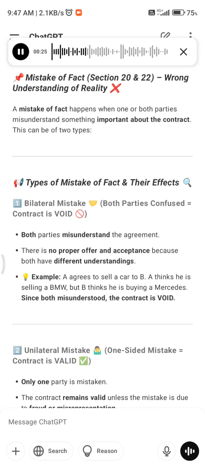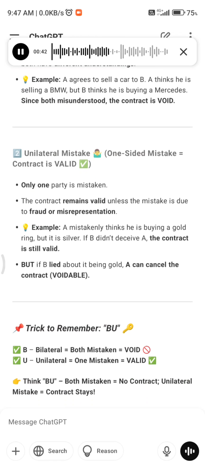Both parties misunderstand the agreement. There is no proper offer and acceptance because both have different understandings. Example: A agrees to sell a car to B. A thinks he is selling a BMW, but B thinks he is buying a Mercedes. Since both misunderstood, the contract is void.